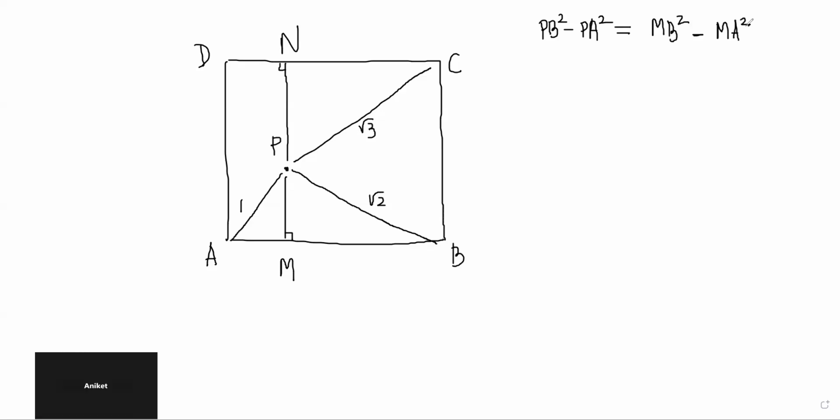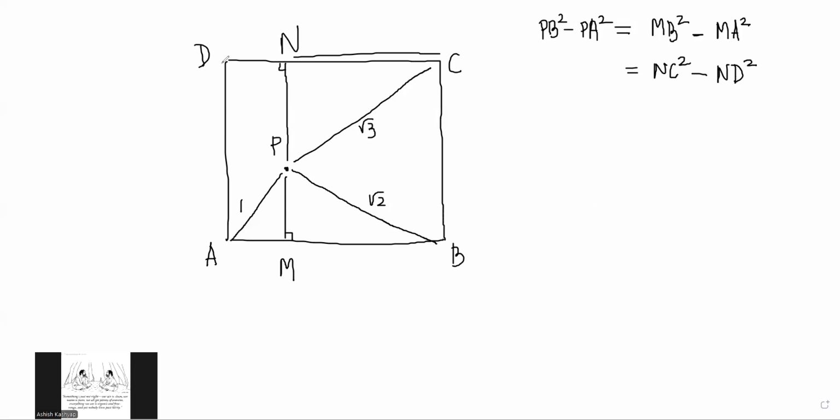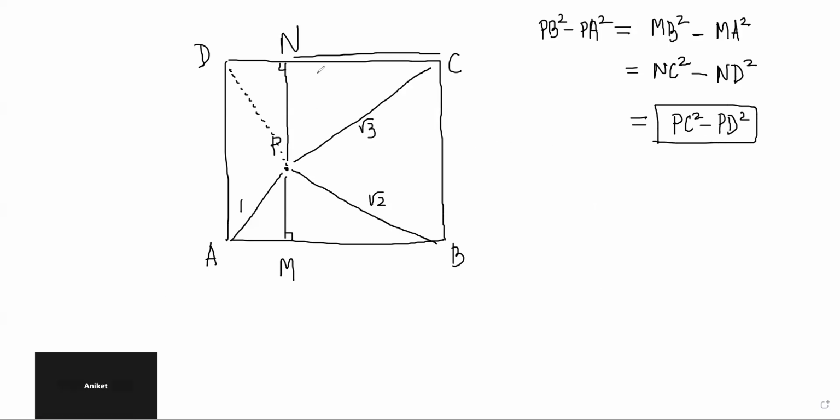Yes, sir. But this time I can now say that MB square is same as NC square here, and MA square is equal to ND square. And NC square minus ND square will be similarly PC square minus PD square, right? Do you understand why this will be true? Okay. Yes, sir.